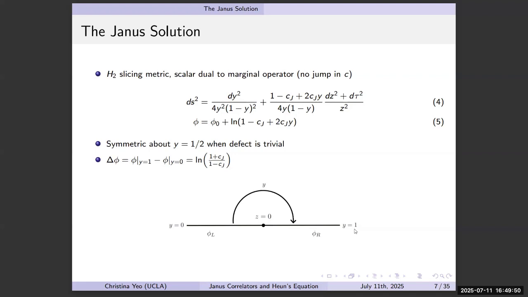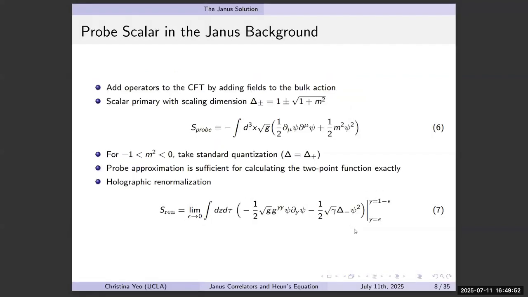So that is the three-dimensional Janus solution. Now that we have this background, we're going to add operators to it by adding fields to the bulk action. What we're going to add is just a probe scalar field. On the boundary, that's dual to a scalar primary with this scaling dimension.